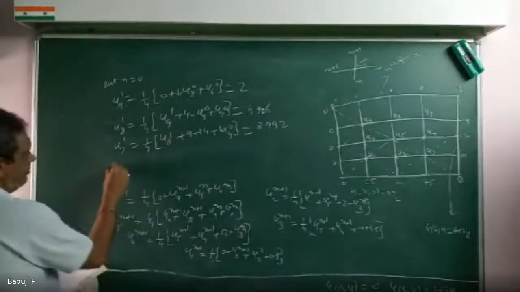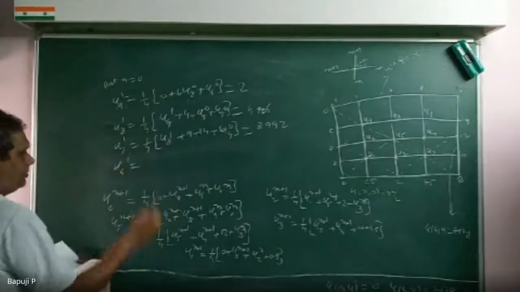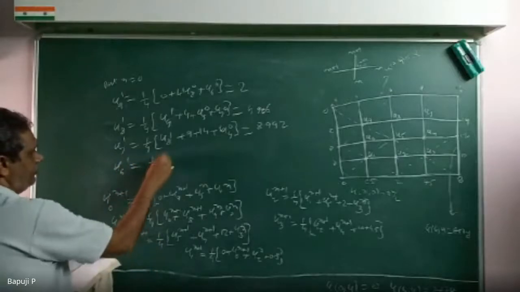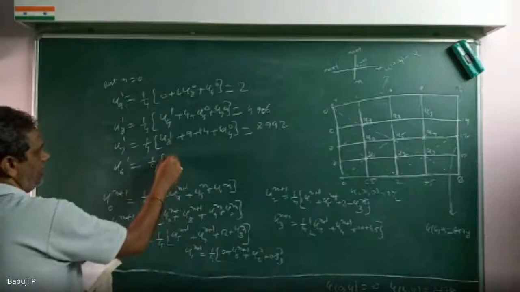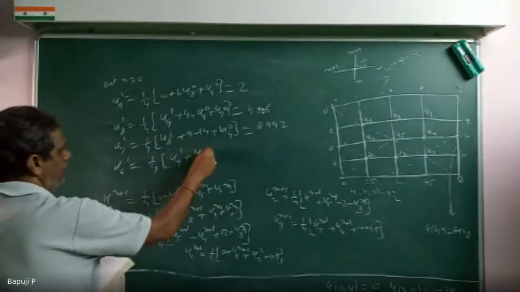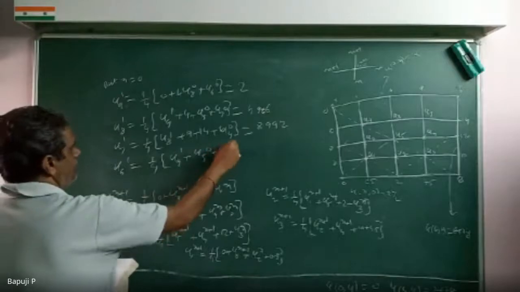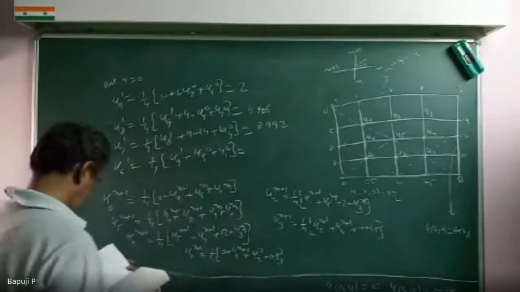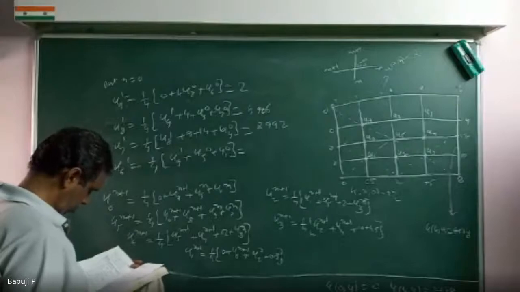Then n is equal to 1, what will you get? U61. U61 is equal to 1 by 4. Already U91 is available in my hand. Then U50, U10. Substitute and you will get U61 is equal to what? 2.031.